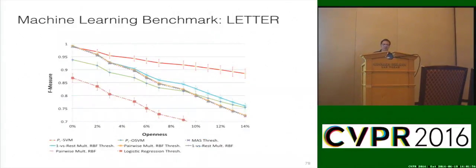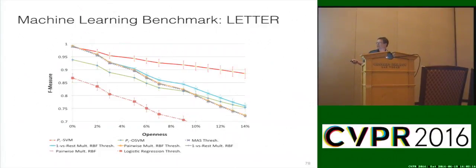Another data set we looked at, which is relatively common for us to use, is the letter data set, which has 26 letters. So here again, we have the ability to synthetically generate various amounts of openness. So if we trained on 15 letters and tested on 16, 17, 18, 19, up to 26, we can vary how much openness we get.